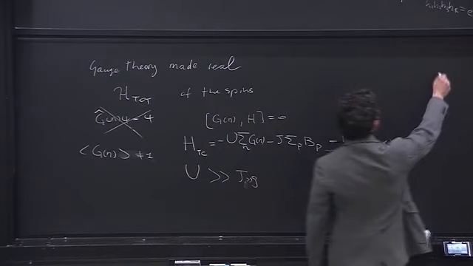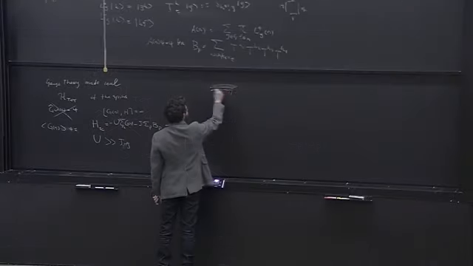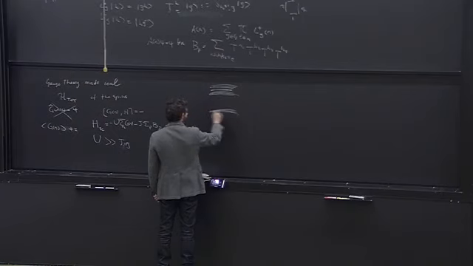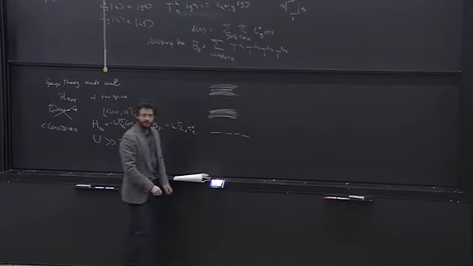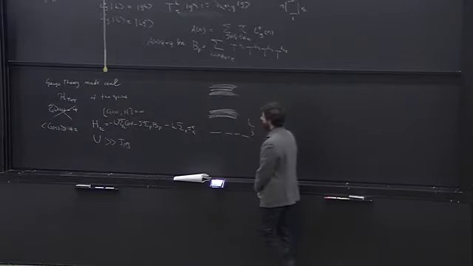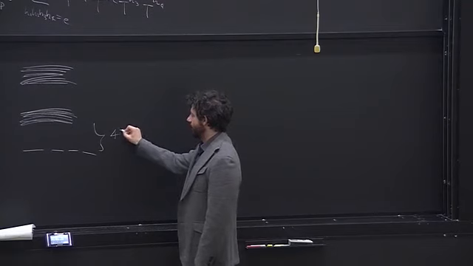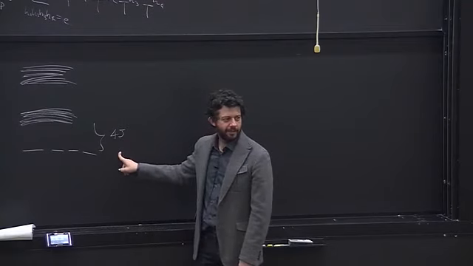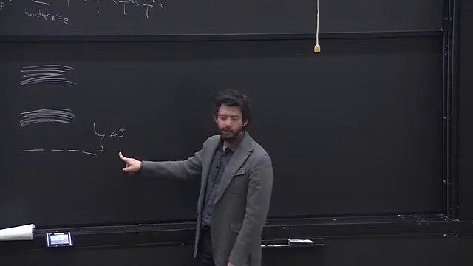So my spectrum is something like this. I have many states. Then I have all the states. Then I have my ground state that's fourfold degenerate. This gap is 4J. We saw it last time. Did we see it last time?